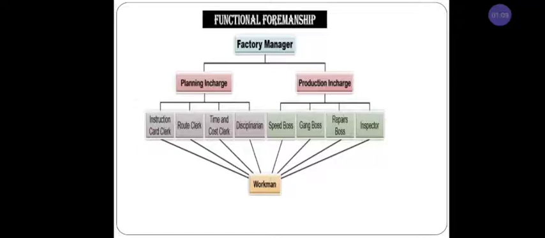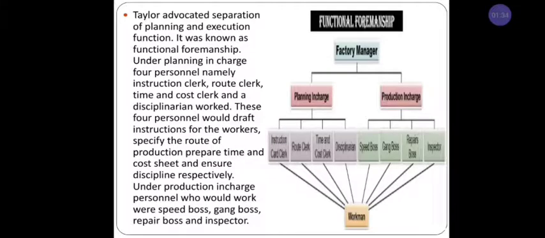Taylor classified functional foremanship into two categories: planning in charge and production in charge. In planning in charge we have four personnel, and in production in charge also four personnel. Let us discuss planning in charge first: the instruction card clerk, route clerk, time and cost clerk, and disciplinary.